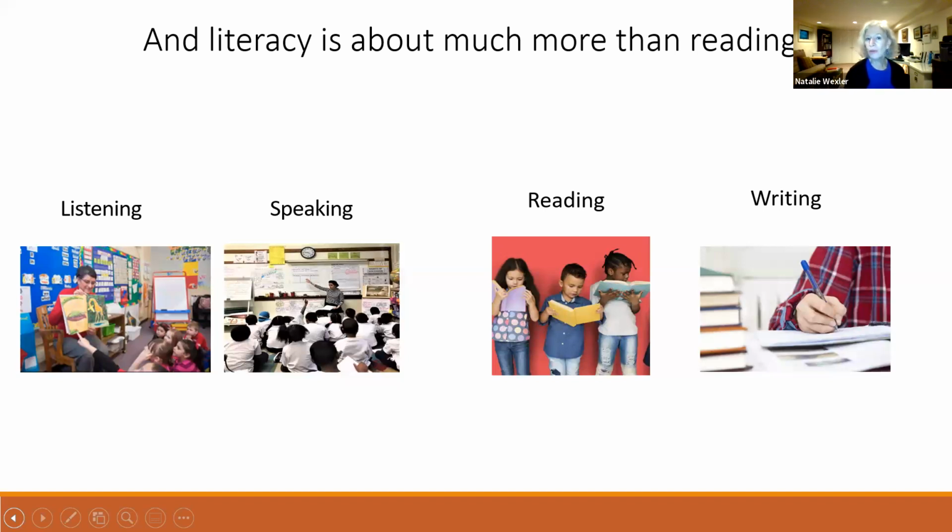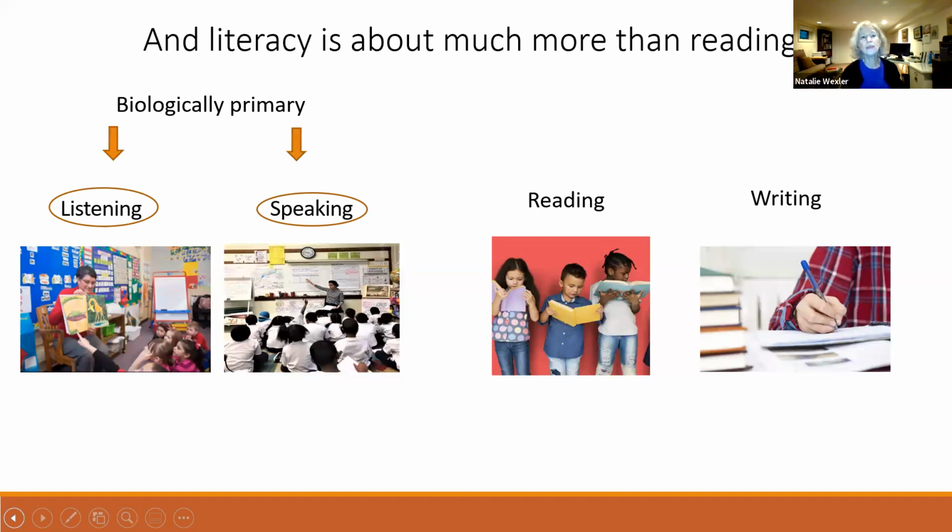And where cognitive load theory enters into this is that listening and speaking are considered what's called biologically primary. That means they're easier. We don't have to teach kids how to listen or how to speak. It imposes less of a cognitive load. Whereas reading and writing are biologically secondary. They have to be explicitly taught, and they're harder. They impose a heavier cognitive load.